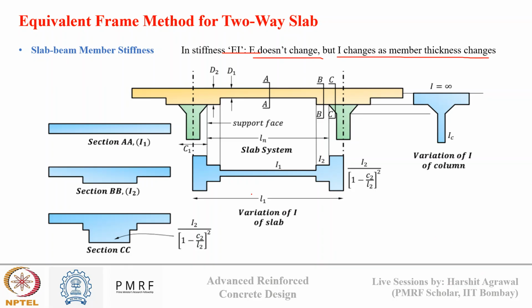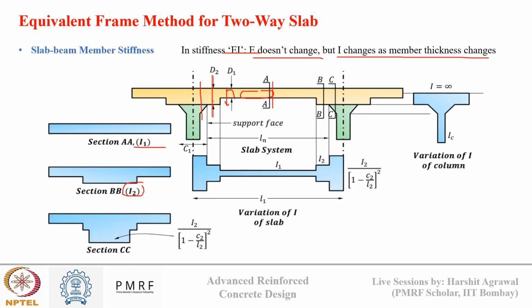Okay, so if you see a slab system with drop panel and column capital, at section A, the moment of inertia will be I1. However, at section BB, as the depth of the section is increasing, the moment of inertia will also increase. Okay, so it will be I2, and this I2 will be greater than I1. And when the column capital also comes into account, this moment of inertia will further increase from I2. Okay, so that's why we say the member stiffness is not as simple as a prismatic beam.